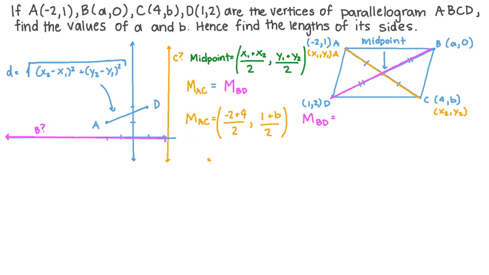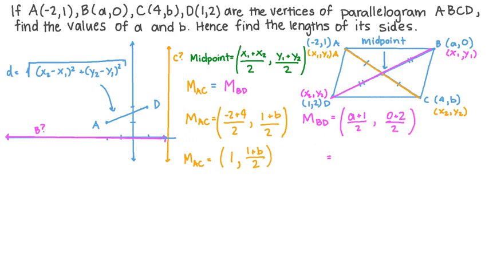If we simplify this, -2 plus 4 equals 2, so we have 2 over 2, and 2 over 2 is 1. The y-coordinate of the midpoint cannot be simplified, so we leave it 1 plus b over 2. We'll follow the same process to find the midpoint of BD. Point B is our x1, y1, and point D is our x2, y2. That means x1 plus x2 equals a plus 1. y1 plus y2 equals 0 plus 2.